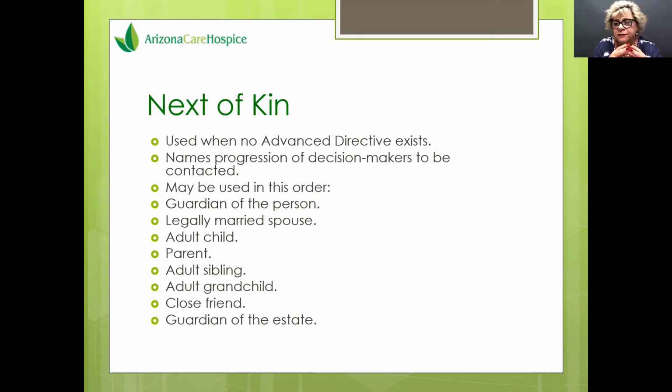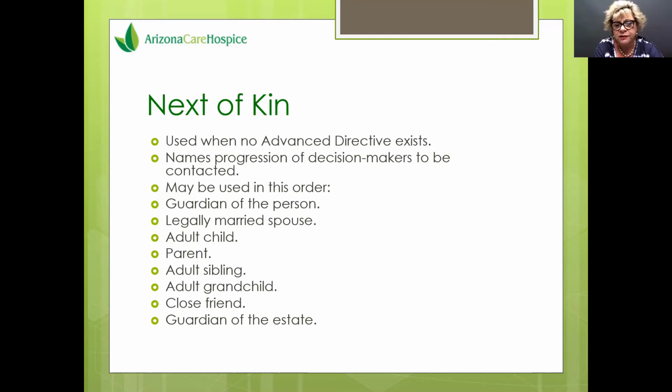So a next of kin is used when there's no advance directive. That is if we don't have any information from the patient on an advance directive and they do have family. So it goes through a progression of decision makers, and it usually is in this order. The first, of course, is a guardian. If there is a guardian for someone, remember, a guardian is appointed by the courts. So if someone went to court to have a guardian appointed for them, then that's the person that needs to make the decision. If there is no guardian, then the legally married spouse.